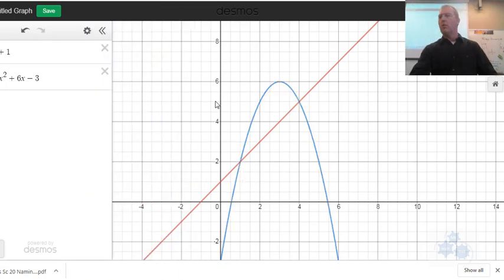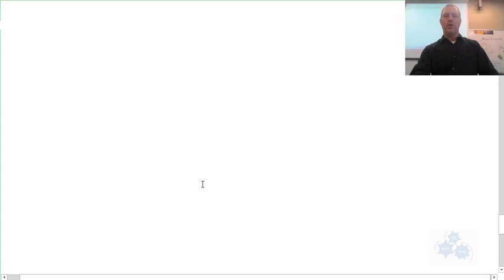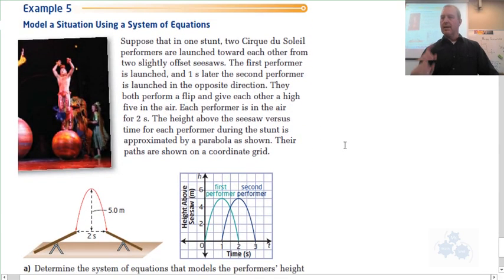So anyways, if you're having trouble with that, let me know, and I can give you a little bit of a hand. I want to do our last example, though, before we move on. It's the last example I want to show you and work with you on, okay? So I can come back to that if you're having trouble with that graphing part. So example 5 says this: model a situation using a system of equations.